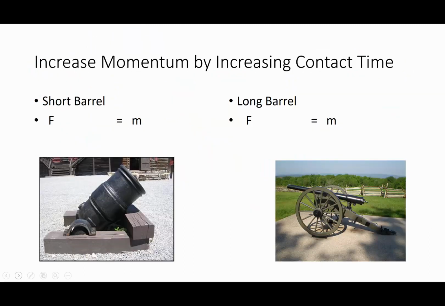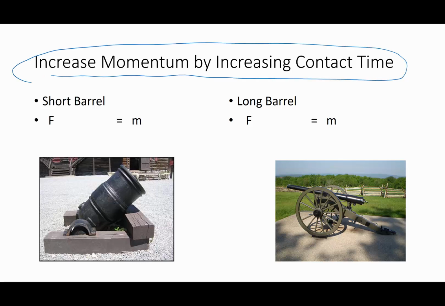Here's another example. If you increase momentum by increasing contact time, short barrels and long barrels. Now, these pictures are both of Civil War era cannons. If you have a short cannon or a long cannon, what actually causes the explosion? What's the event that makes the ball fly this way and the cannon move back that direction? Well, it's going to be an explosion of gunpowder somewhere inside of the cannon.